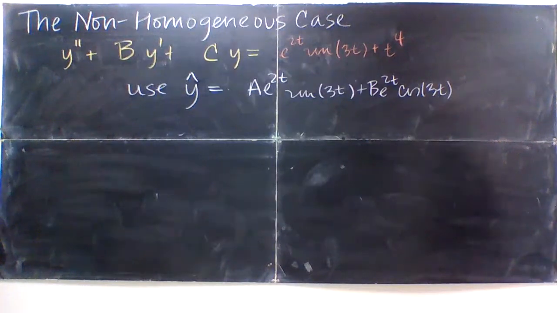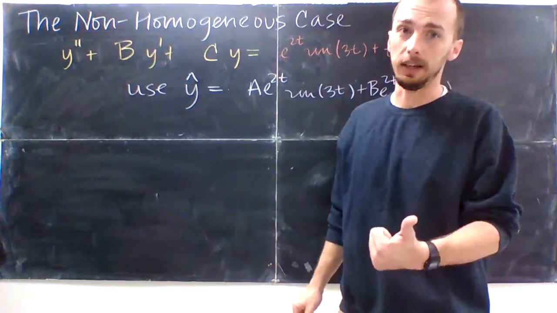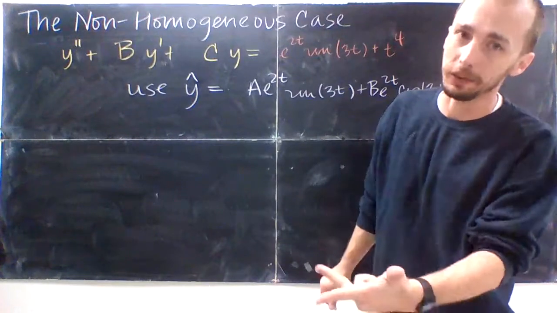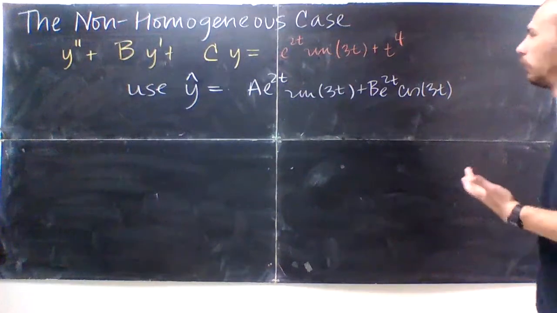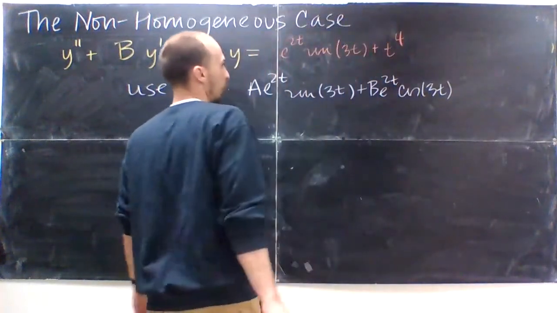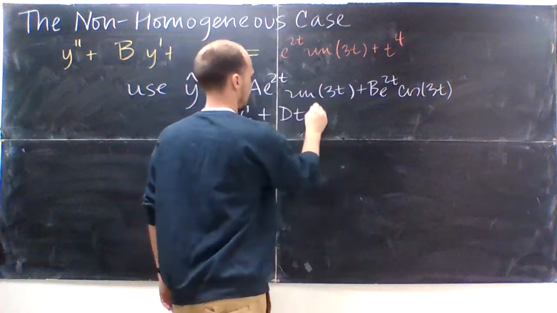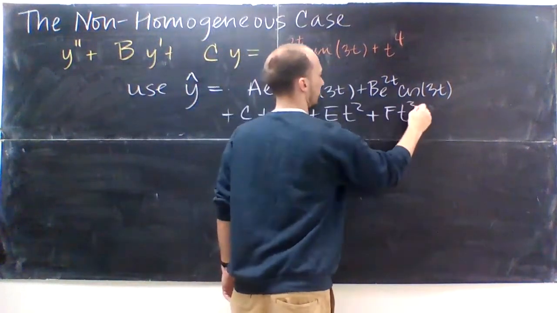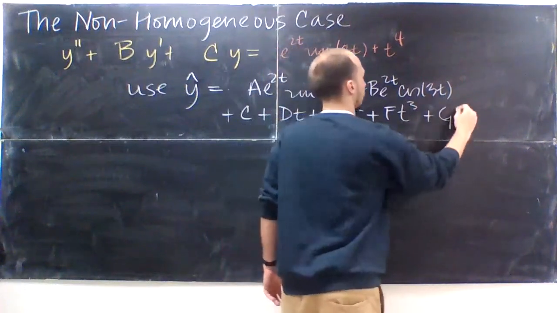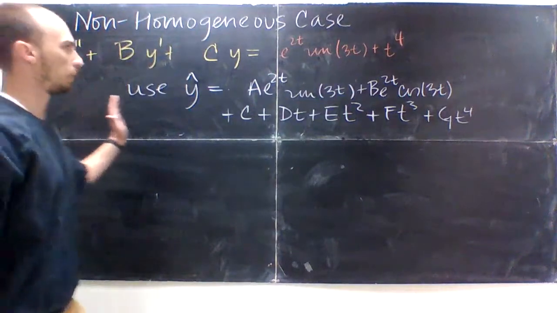And then for t to the 4, I need a fourth degree polynomial. So I'm going to need C plus Dt plus Et squared plus F t to the 3rd, and G t to the 4th. It's going to be a lot of undetermined coefficients, right? So I'll just write that in here: C plus Dt plus Et squared plus F times t to the 3rd, and finally G times t to the 4th, right? Okay, this would be my guess.